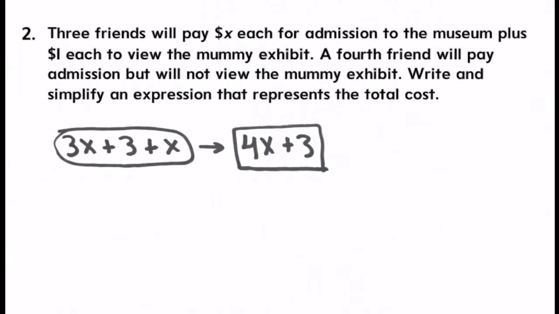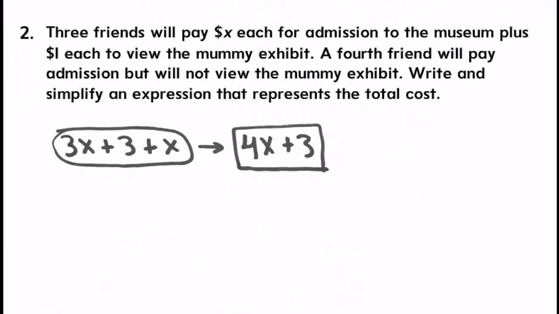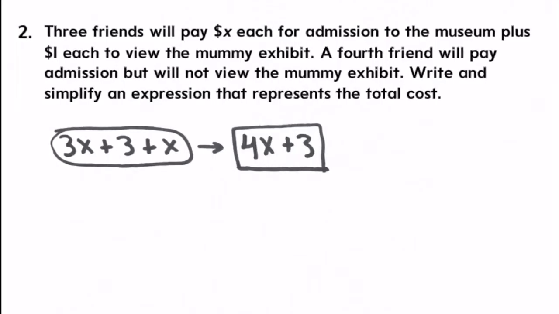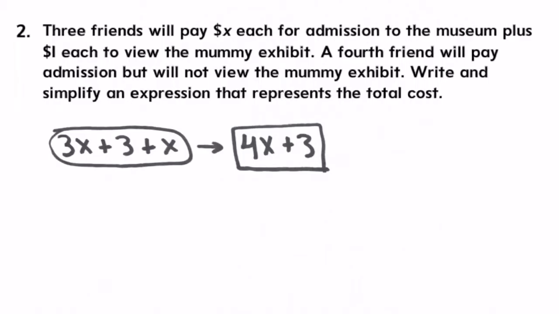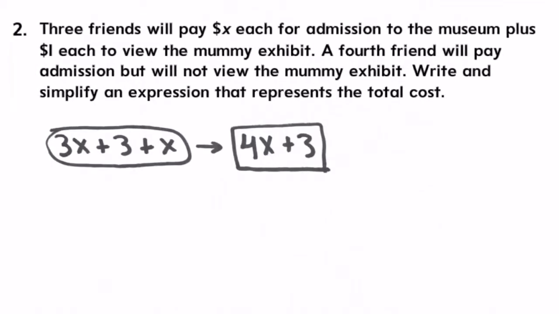In example 2, you're given a word problem, and they want you to create an expression from that data, and then combine any like terms that you may have. Now, if you want to, you can go ahead and pause, and then see if you can actually come up with the same expression that I have right here. Now, hopefully you've done that. Now, you ended up with 3x plus 3 plus x.